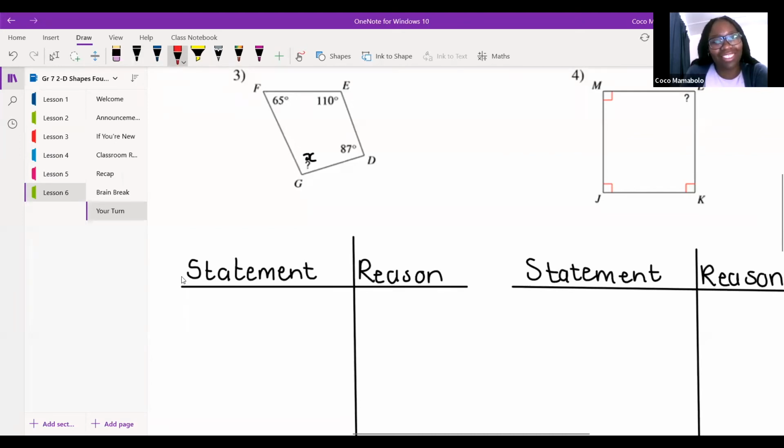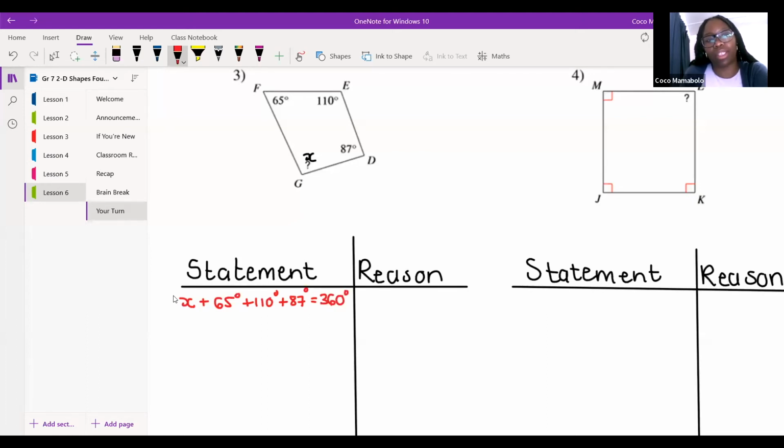For number 3, you say x equals 65 degrees plus 110 degrees plus 87 degrees, and then you say equals 262 plus x. Oh, hold on. You're forgetting that last bit. How much should all of it be equal to? 360 degrees. Good. Don't forget that last part.